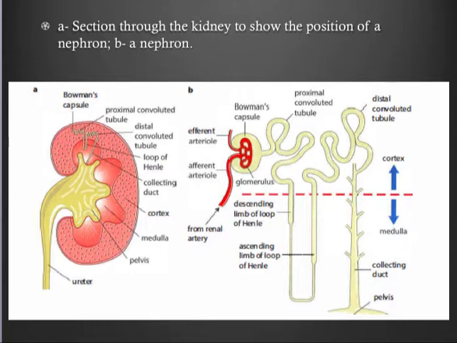Blood vessels are closely associated with the nephrons. Each is supplied with blood by a branch of the renal artery called an afferent arteriole. The capillaries rejoin to form an efferent arteriole. The efferent arteriole leads off to form a network of capillaries running closely alongside the rest of the nephron. And blood from these capillaries flows into a branch of the renal vein.